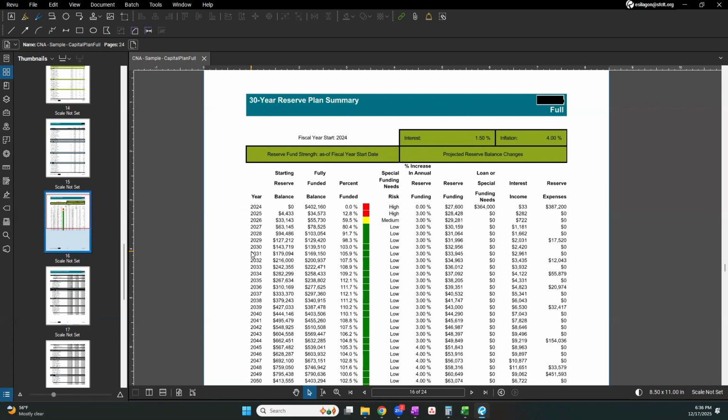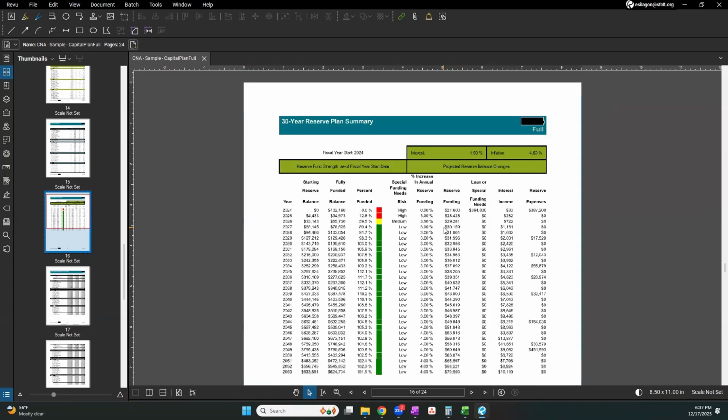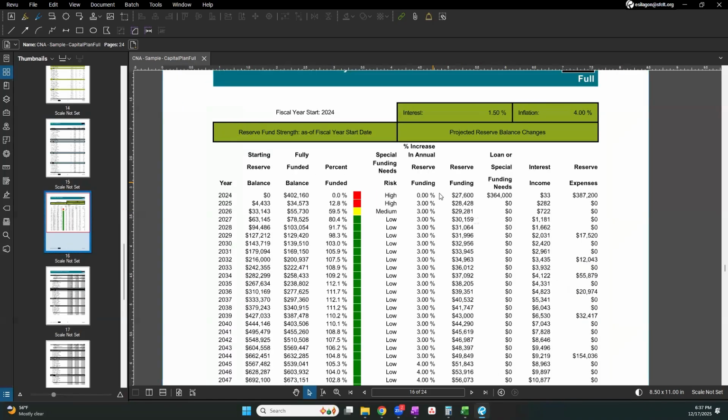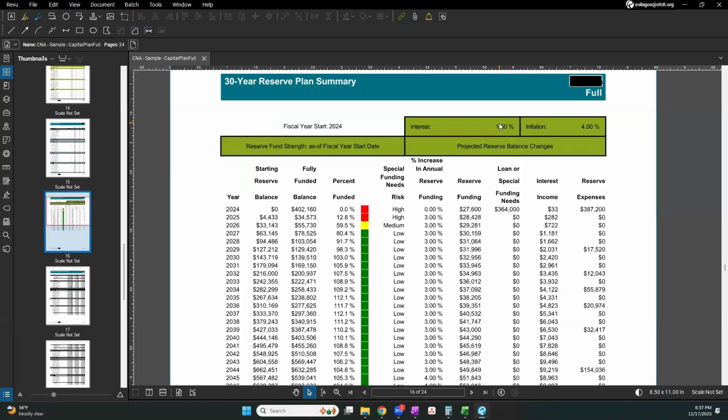Next, we have the 30-year reserve plan summary. So this compares the recommended reserve plan versus the ideal. And it's a good idea for the asset manager to monitor your actual reserve balance against the plan. So how do we read this? Up here we just have the assumptions that are going into this plan. We're assuming 1.5% interest rate and 4% inflation on the cost of the component replacements year over year.